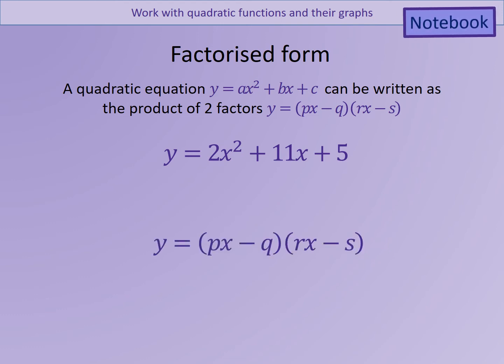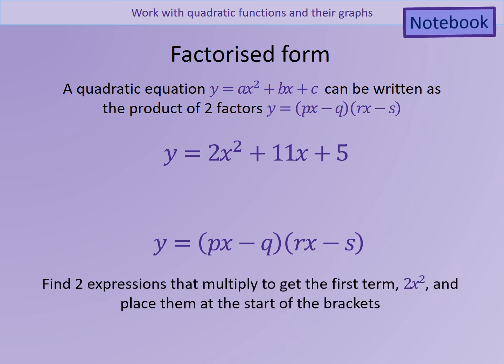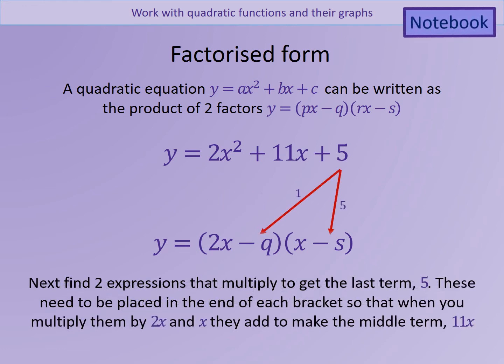two brackets. And we've got to make sure that the first two terms in each of these brackets are going to multiply together to give the 2x squared. So I'm going to choose 2x and x to start with. And I also know that the two end values in each of the two brackets need to multiply together to give 5. So I'm going to choose 1 and 5.